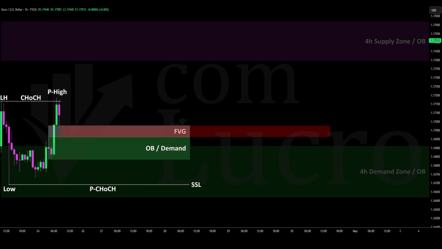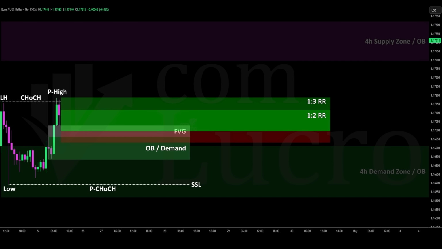For this fair value gap setup, the stop loss will be based on the size of the fair value gap itself. The entry will be positioned around the 0.382 Fibonacci retracement level, and the trade will be managed using two separate targets. The first objective will be placed at a 1-to-2 risk-to-reward ratio, where 50% of the position will be closed. The final target will be placed at a 1-to-3 risk-to-reward ratio, where the remaining 50% of the position will be closed.